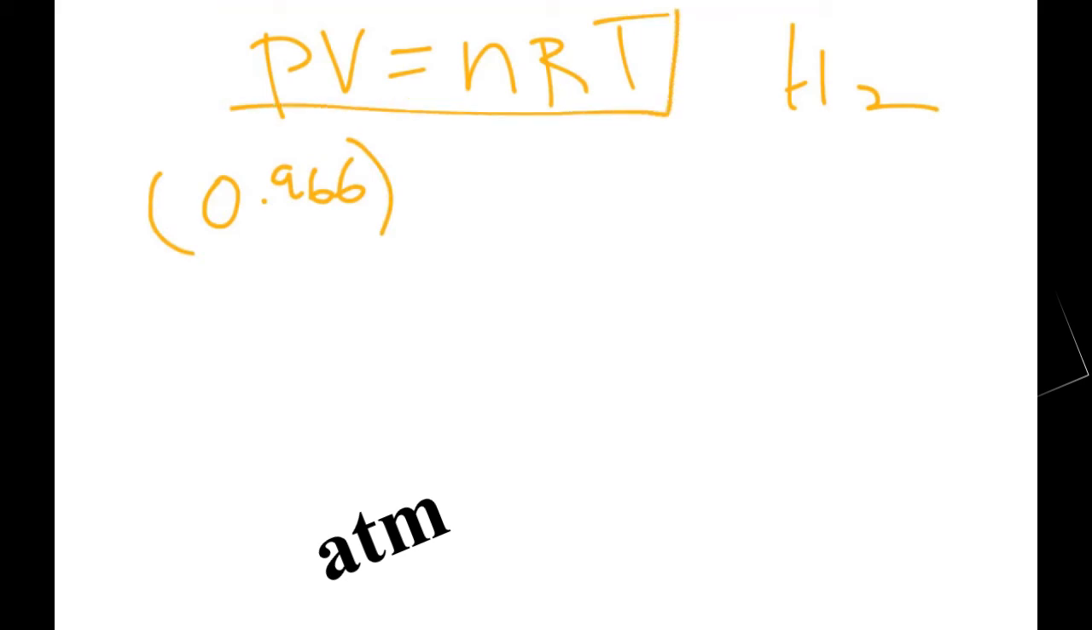Because the R constant that we use is based on the fact that this unit here is in atms, this in liters, this in moles, and this in Kelvin. So don't forget to convert all your pressures to atms before doing the question.